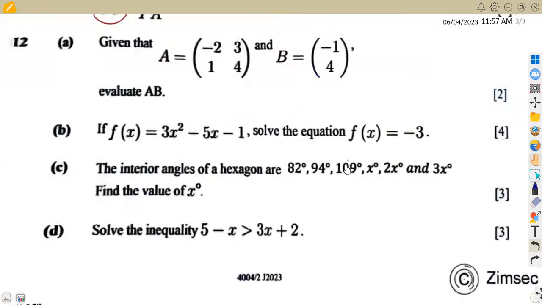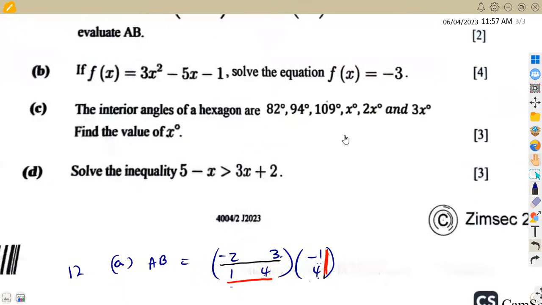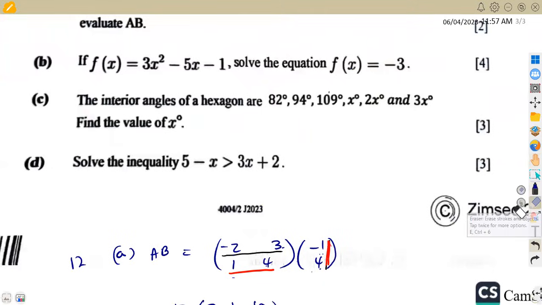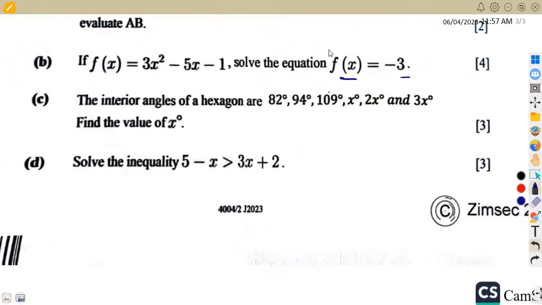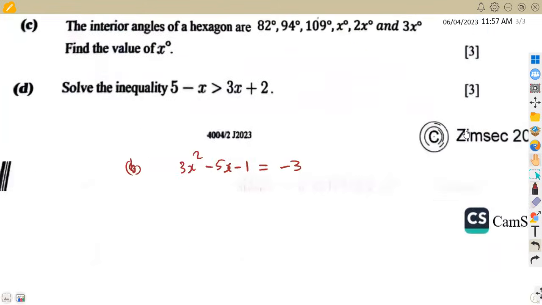Then 12B, we are given to solve: if f of x is equal to this, solve f of x equal to -3. Take note, f of x was equal to this before, so they are just equal. It simply means that 3x squared minus 5x minus 1 is equal to the same f of x on the other side, which is -3. So we have formed an equation that we are supposed to solve for x.